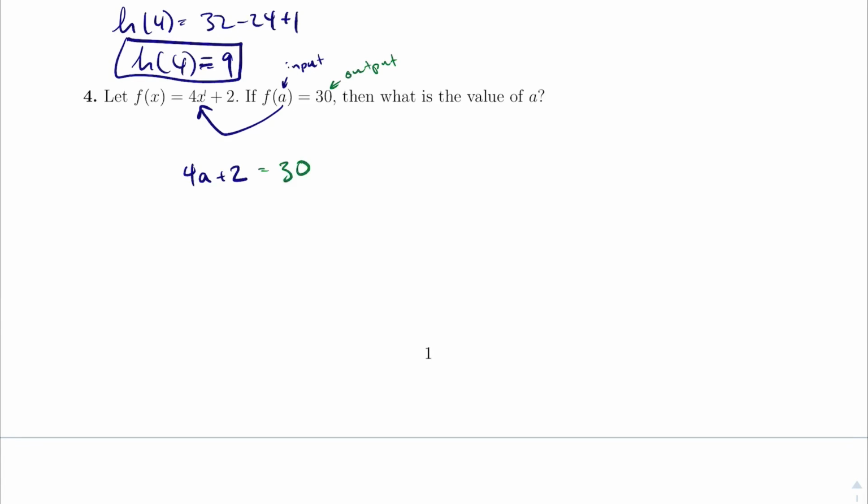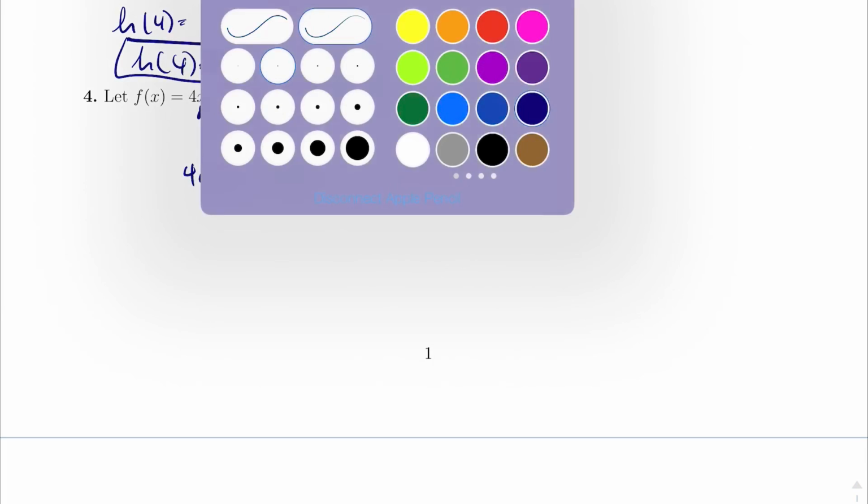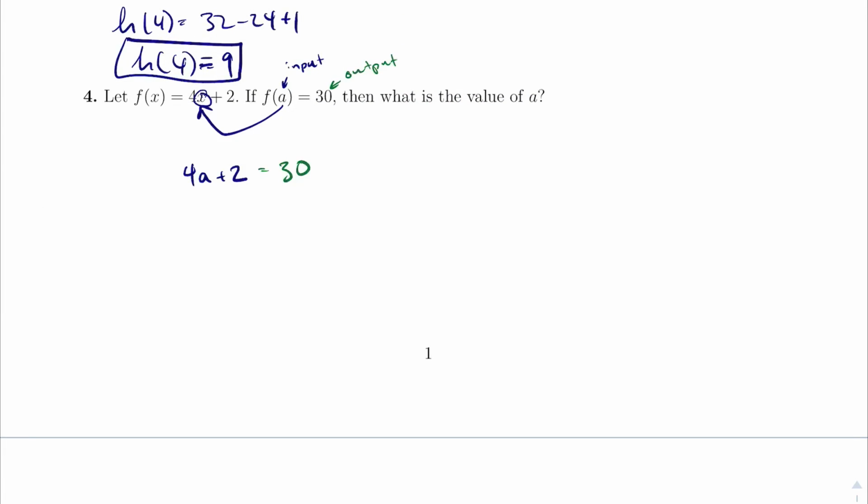So notice that we inputted a into the function. Oops, I should color code that better. We inputted a into the function, and the output was 30. So we need to solve for a. We do minus 2 on both sides. We get 4a is equal to 28. We divide by 4 on both sides, and we get a is equal to 7.